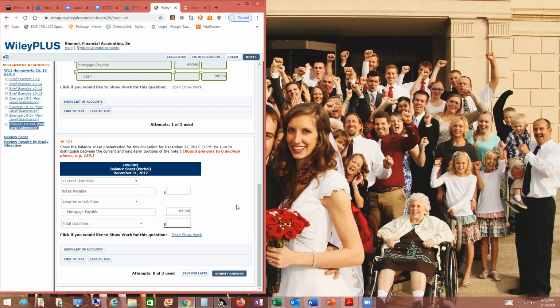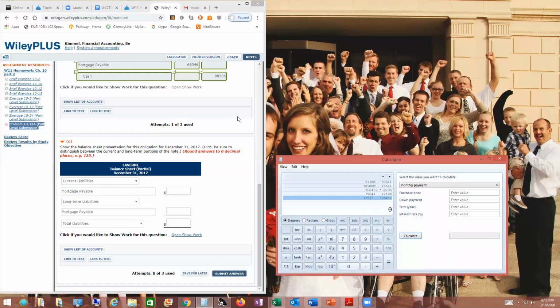No, so what we're doing here is this company's only liability is this mortgage payable. They want us to recognize that when we have a mortgage payable, usually a portion of that will be due within the next year. That's the short-term or current liability. And then there's another, so it should be mortgage payable in both sections. Two mortgages. Okay. Right.